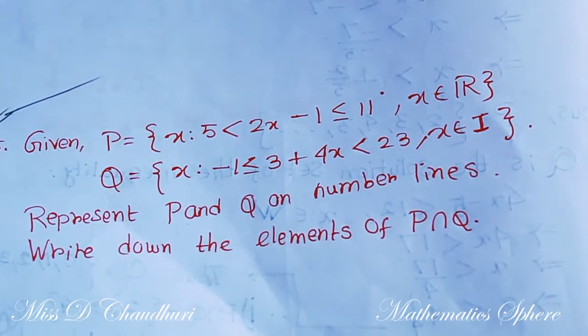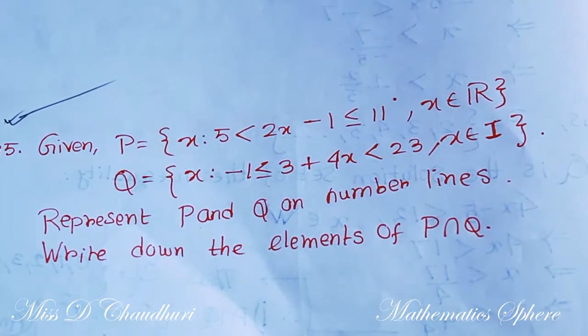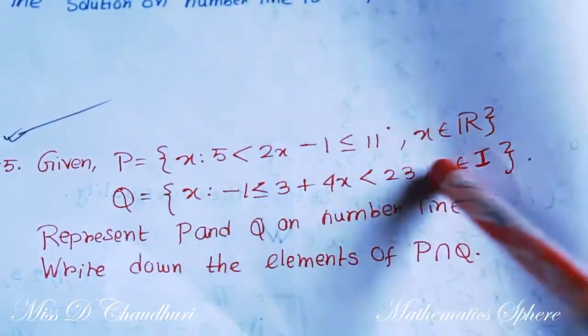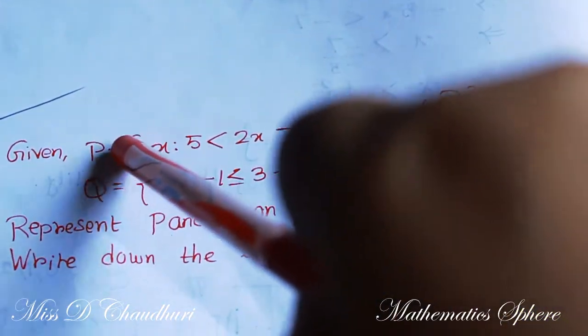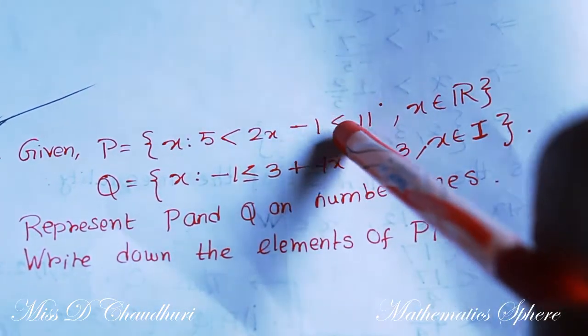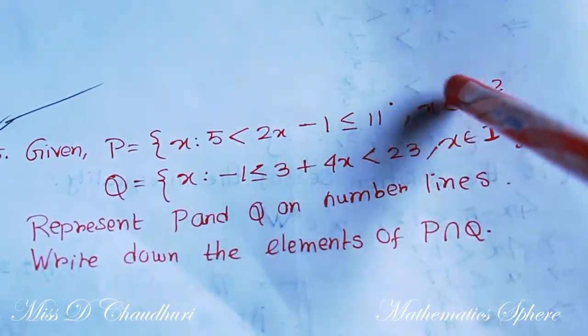Now see, this question is very important. Okay, so what they have said: given P equal to, they have given it in set form. In the set they have given x such that 5 less than 2x minus 1 less than or equal to 11, comma x belongs to R.